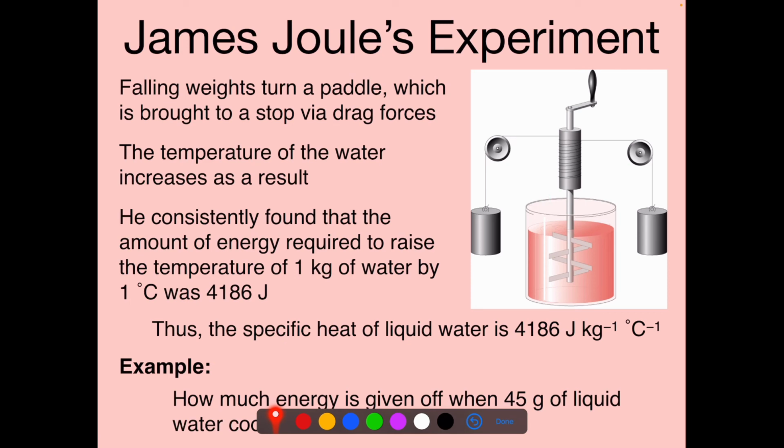So what we do is we drop the weights, we let them fall to the ground. As they fall, they're going to get this shaft spinning and get these paddles churning through the water. Those paddles will be churning through the water for a while, but after some time passes, they're going to be brought to a stop because of the drag forces within the water. So as a result of that, the temperature of the water is going to increase.